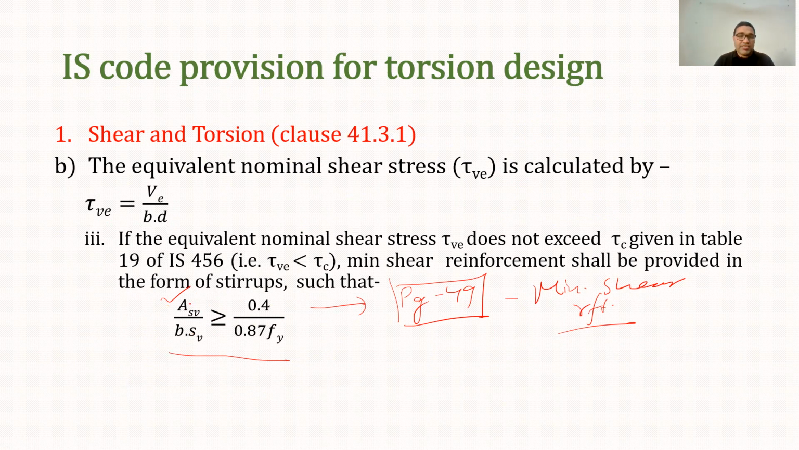Now in this, ASV is the cross-sectional area of the stirrup leg. We provide stirrups in a form like this, and these vertical lines are called the legs of stirrups. Generally we have two legs in a stirrup, and the cross-sectional area of these two legs is known as ASV. SV is the spacing of the stirrups, B is the width of the beam, and Fy is the yield strength of the reinforcement bar.